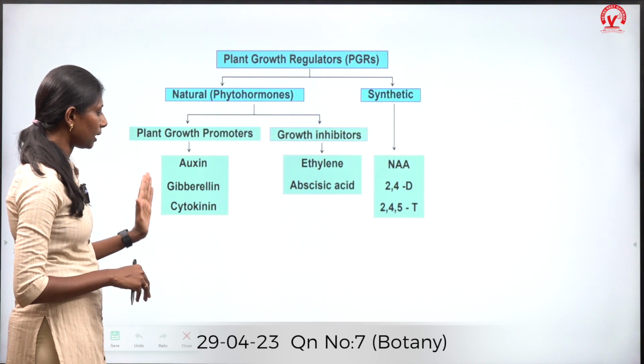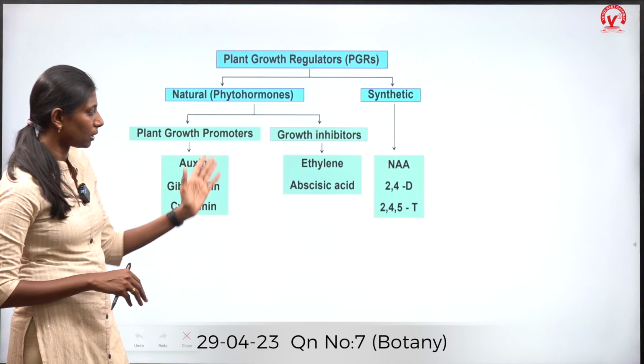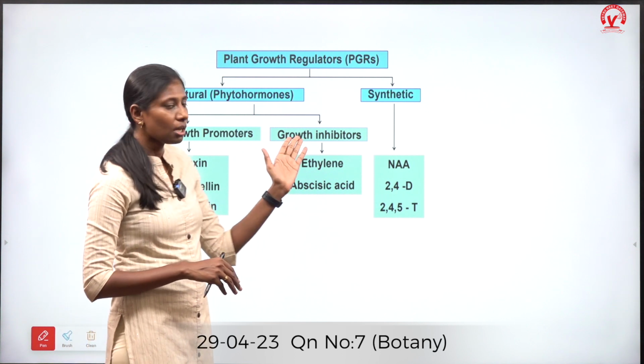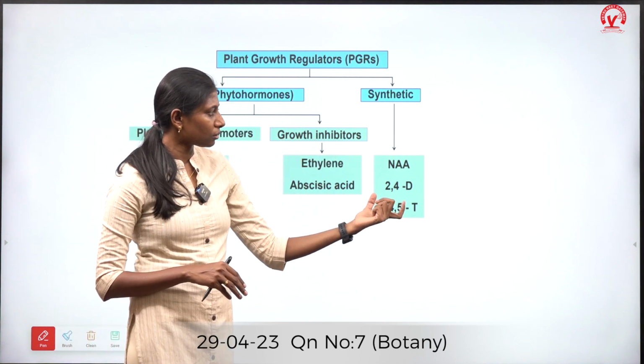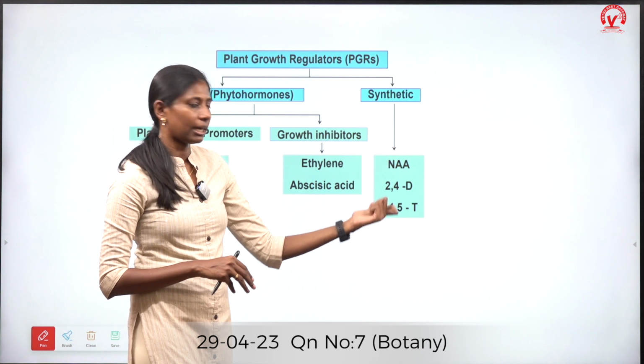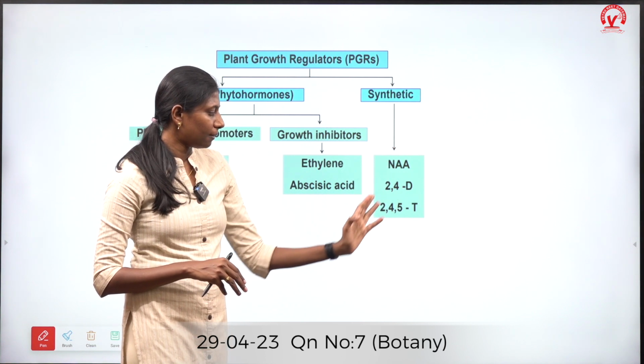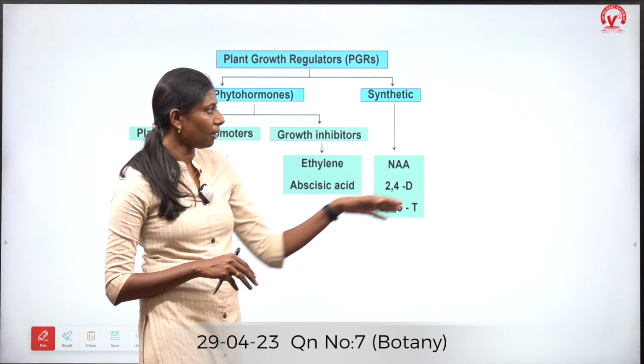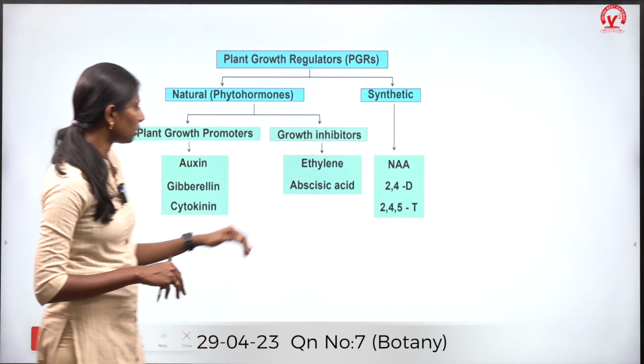Auxin, gibberellin and cytokinin are plant growth promoters. Ethylene and abscisic acid are growth inhibitors. There are also some synthetic plant growth regulators. NAA, 2,4-D, 2,4,5-T. These are all synthetic forms of plant growth regulators.